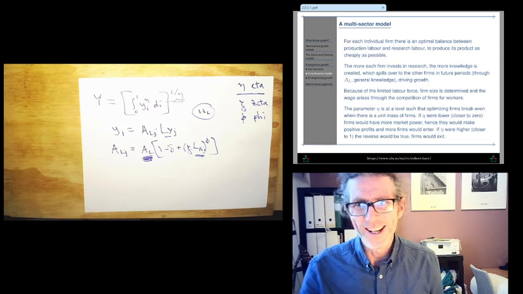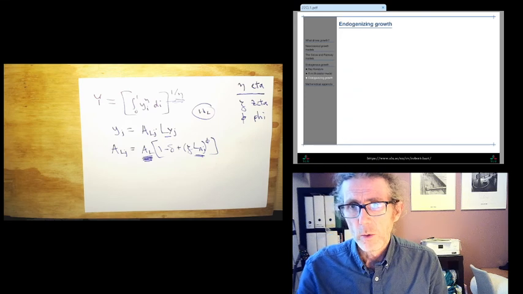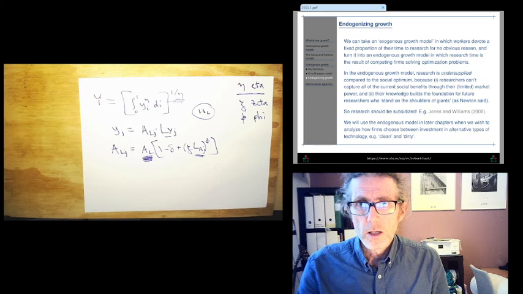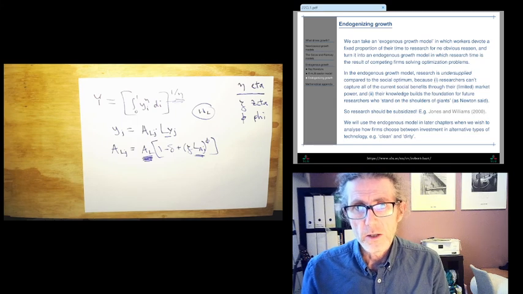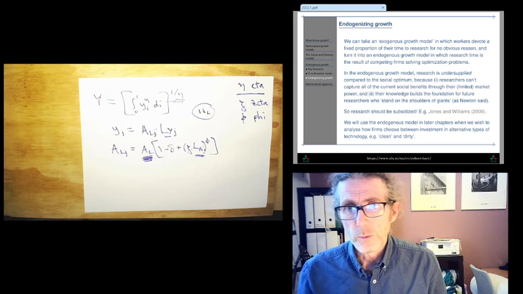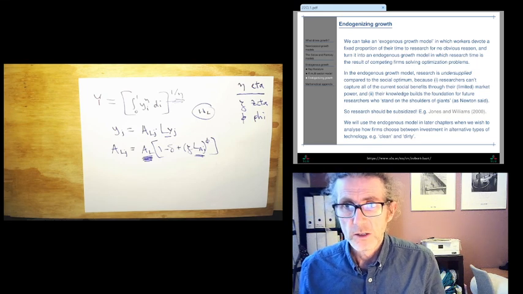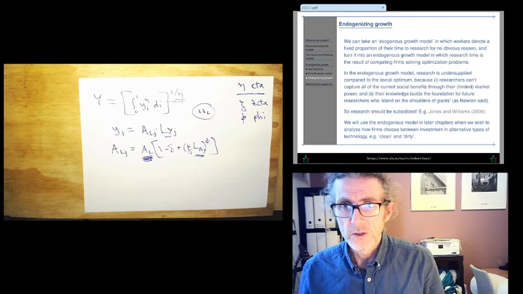Okay, and that's kind of an explanation of the model. What does that teach us? It teaches us basically that we can take an exogenous growth model in which workers devote a fixed proportion of their time to research for no obvious reason, and turn it into an endogenous growth model in which research time is the result of competing firms solving optimization problems.